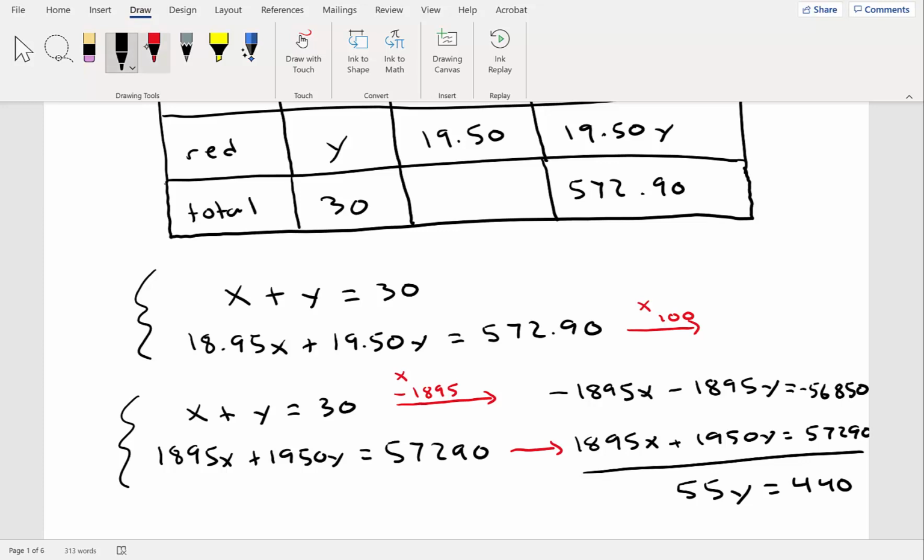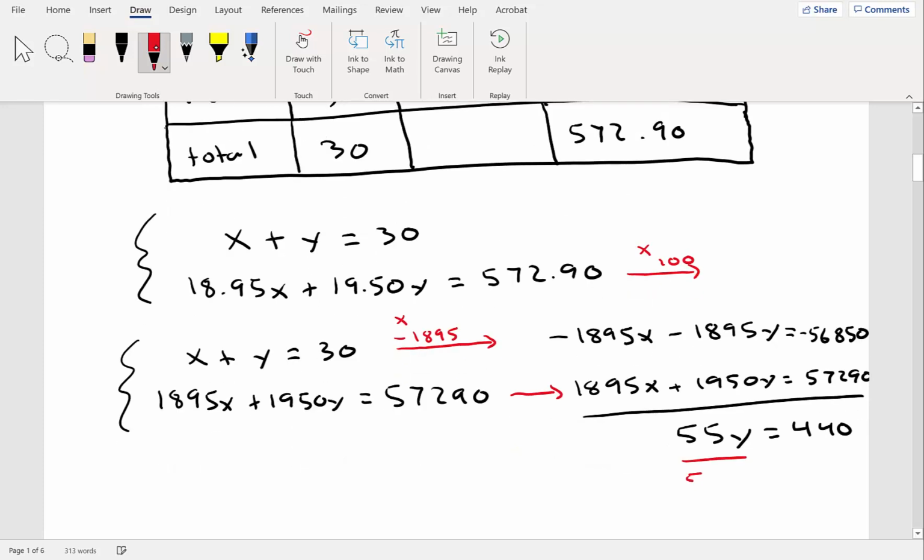And now let's divide to get y by itself. So divide both sides by 55. We get y is equal to 8. So the number of red t-shirts sold, so this was our y variable, number of red t-shirts sold was 8.